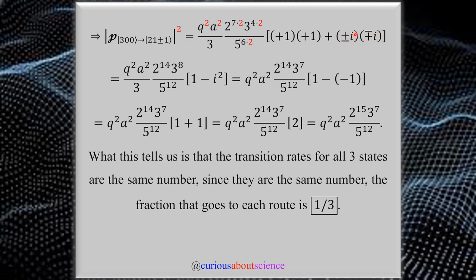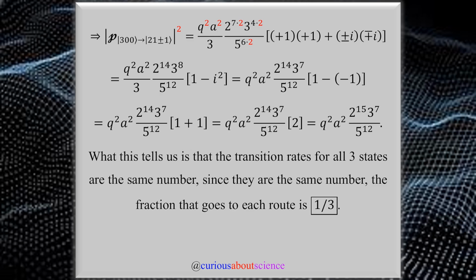As you see, positive to negative is negative, negative to positive is negative, so regardless, we end up with the negative there, but it's I squared. That I squared goes to -1. That -1 and negative there turn to a positive 2, so eventually we get the other 2 that we want, that we were missing last time. But we notice that q squared, a squared, 2 to the 15th, 3 to the 7th, 5 to the 12th, that's the exact same number that you had from the other state.